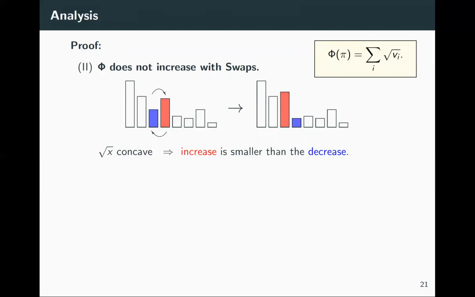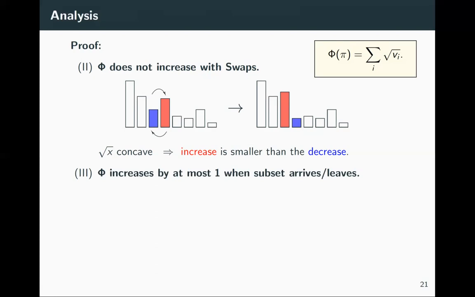Well, the square root function is concave. And because the increase to red is the same as the decrease to blue, concavity precisely means that the contribution to the increase by red is less than the contribution to the decrease by blue. And so that's it for that claim.